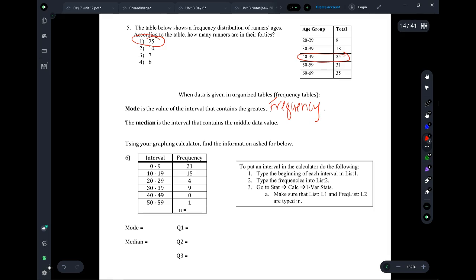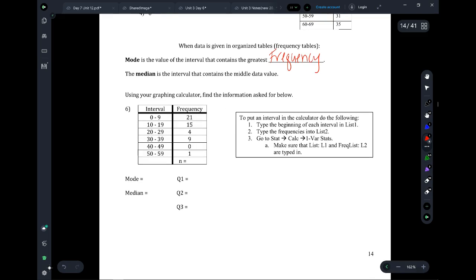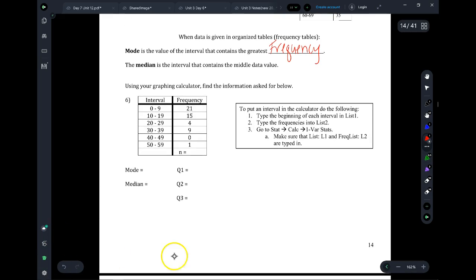And the median is obviously the one that contains the middle. But what if I give you a table and I ask you these questions, but I don't ask you to graph it? Can you find these values without having to plot any points? So yes, the answer is yes, and I'm going to show you how to do that in your calculator.